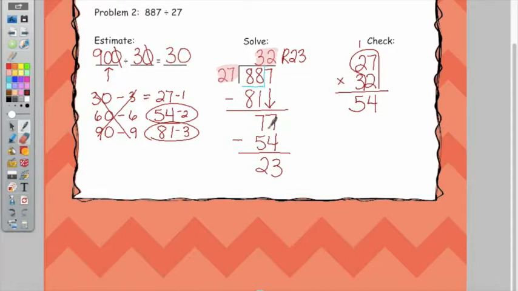Did everyone hear what I'm saying? Yes. You don't have to. But if you put your divisor on top, you're going to see numbers that you already used. I switched the numbers. So X's and O's.